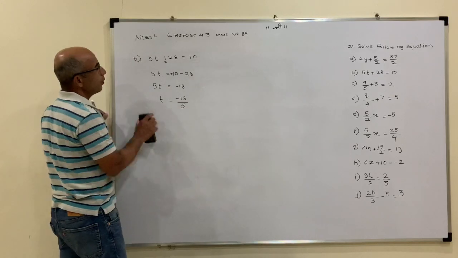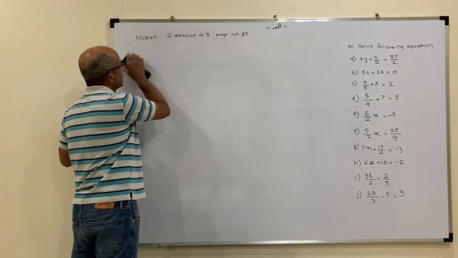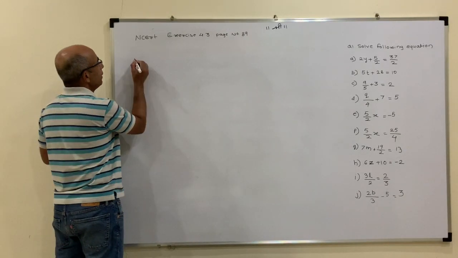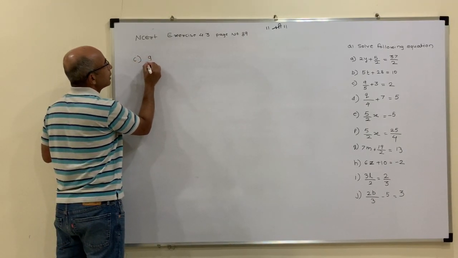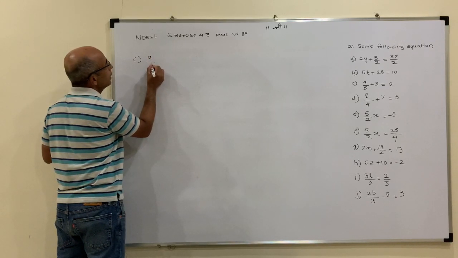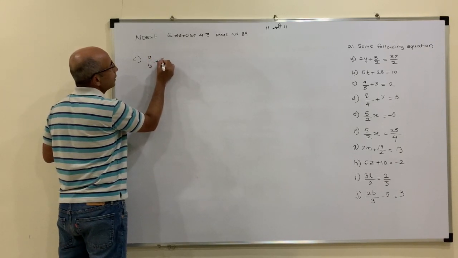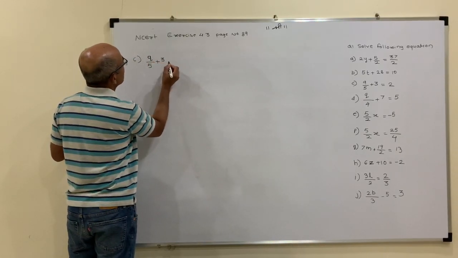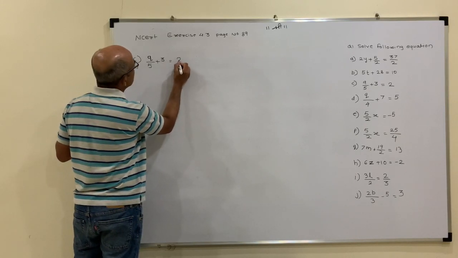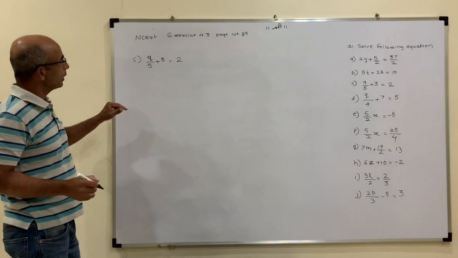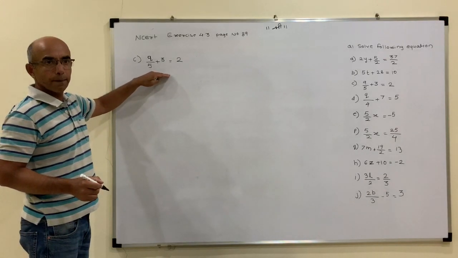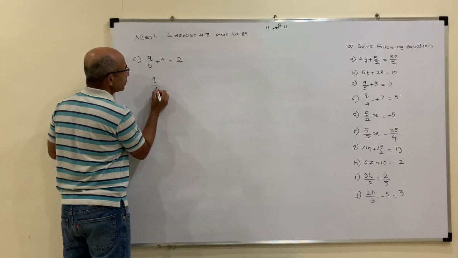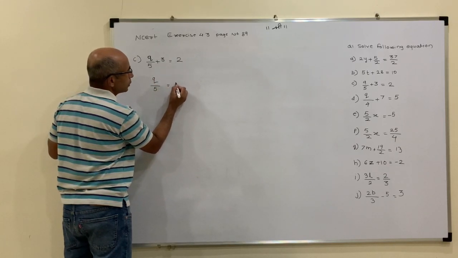So now let's move on to the next question, which is C. 9 by 5 plus 3, q by 5 plus 3 equals 2. Now, first we'll transpose plus 3. So my next step will be q divided by 5 equals 2.